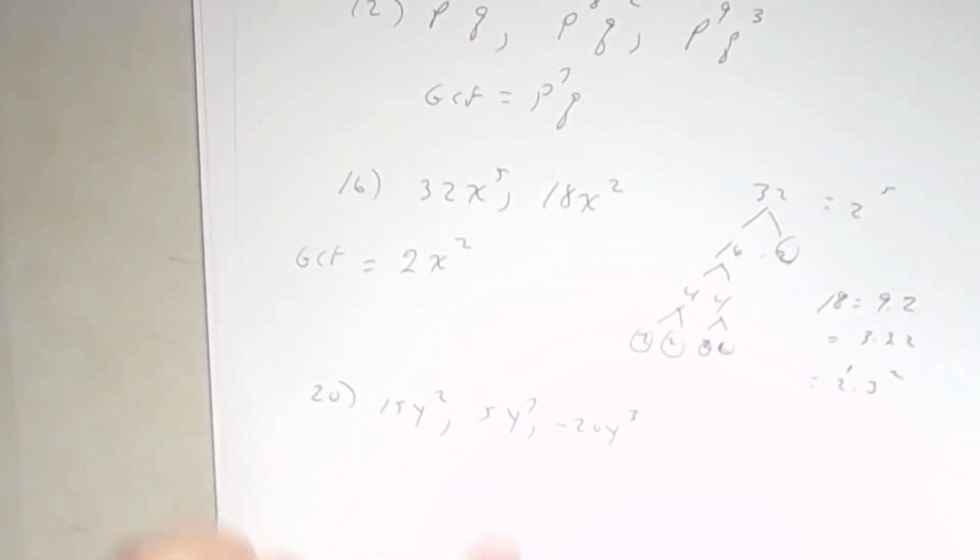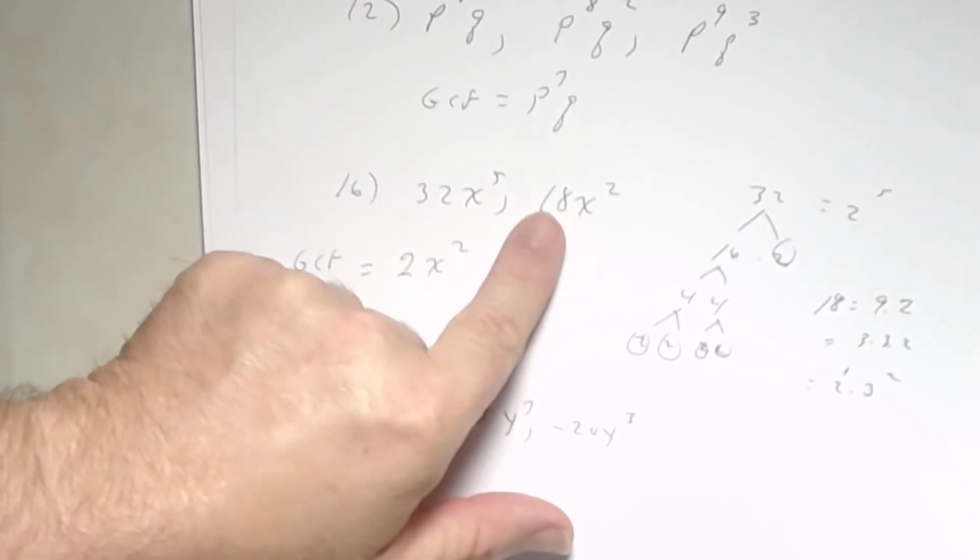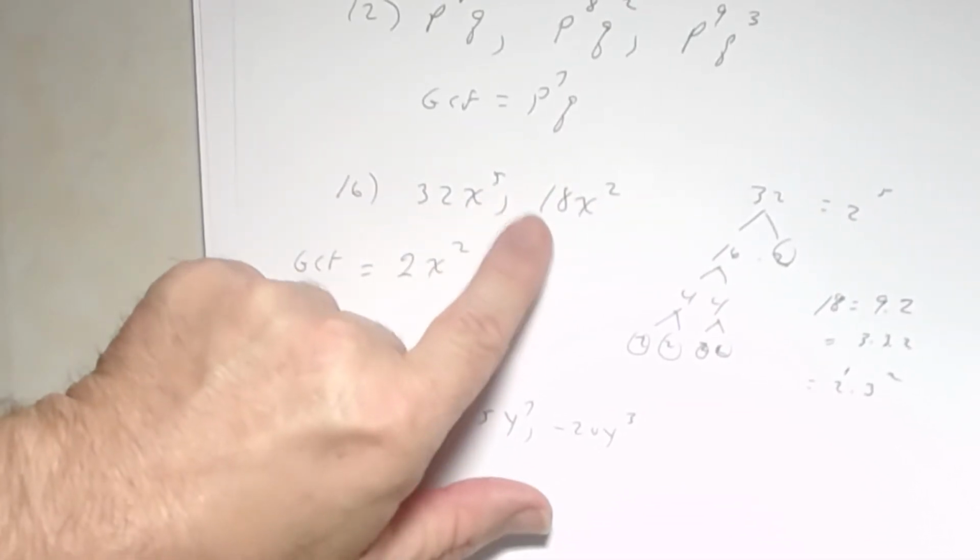Right? All right. But remember, when we did 32 and 18, you really look at your smallest number. What's the smallest coefficient here?